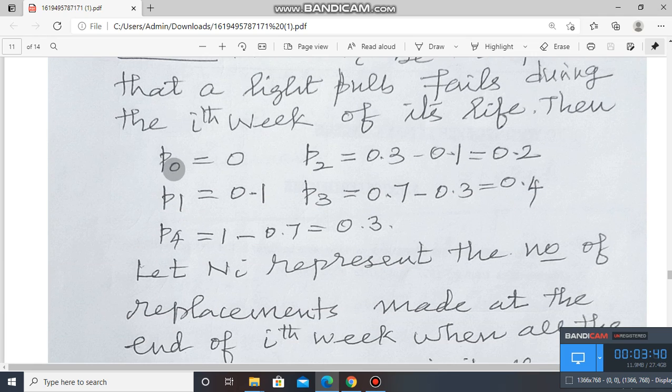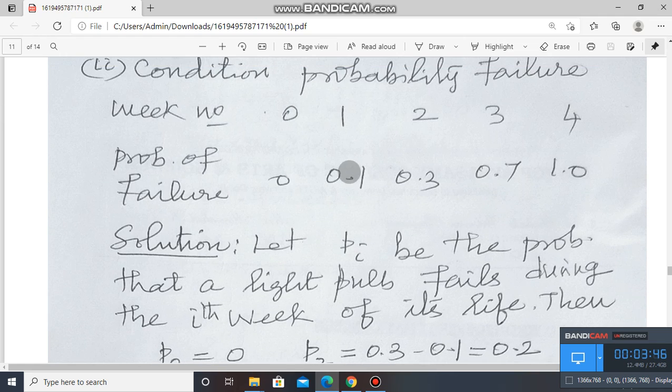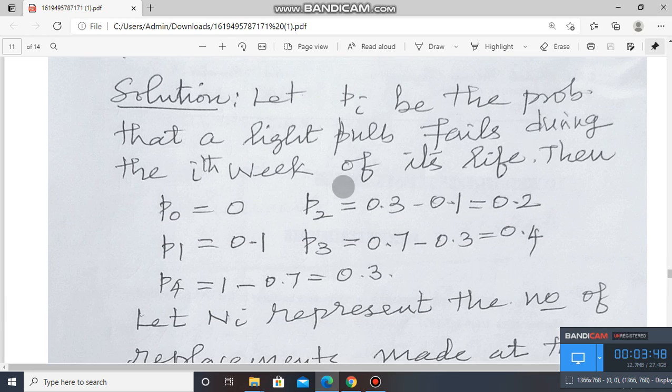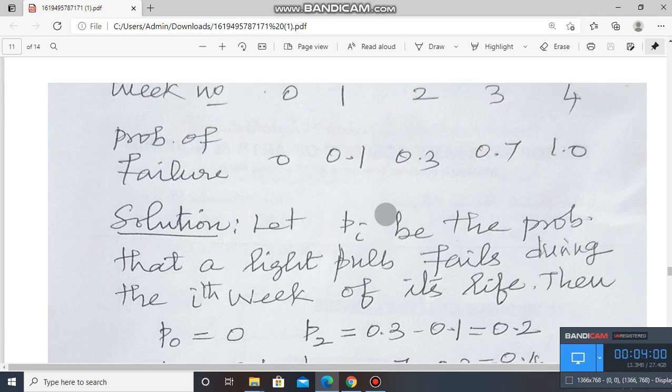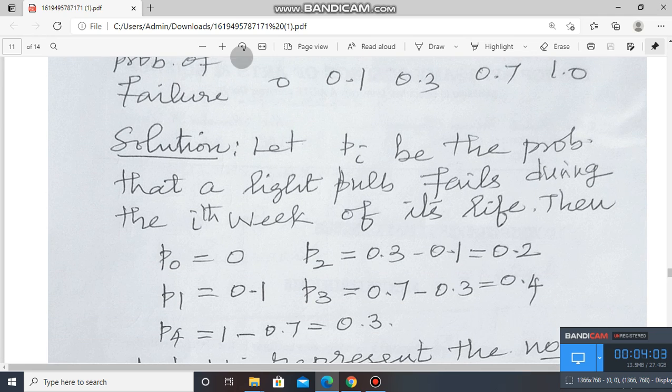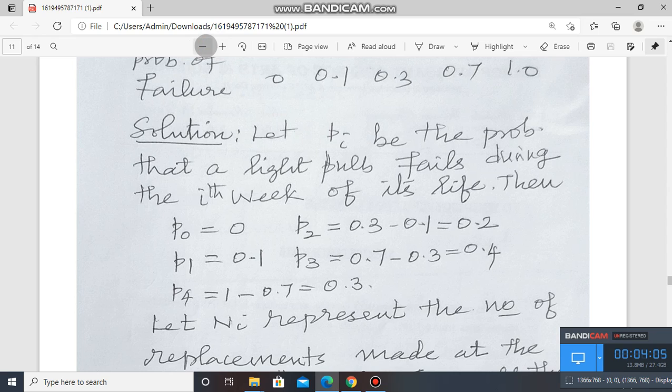For the first week the probability is 0. For the second week the probability is 0.1. Actually here, let me correct, the second probability is 0.3 minus 0.1. Now let the screen be small. Now it will be okay. The probability of the first week is 0. The probability of the second week is 0.3 minus 0.1, that is 0.2.